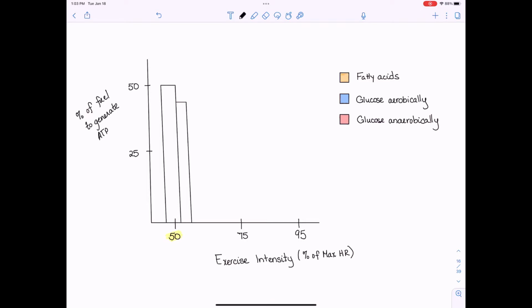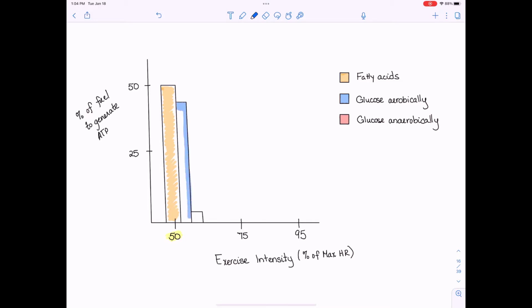So therefore, it's going to predominantly use oxygen, which if you're only at 50% of your maximum heart rate, there should be plenty of oxygen delivered to your cells. It's going to predominantly use oxygen to metabolize fuel sources aerobically. And since fatty acids give you more ATP than glucose, it will have a slight preference for fatty acids.